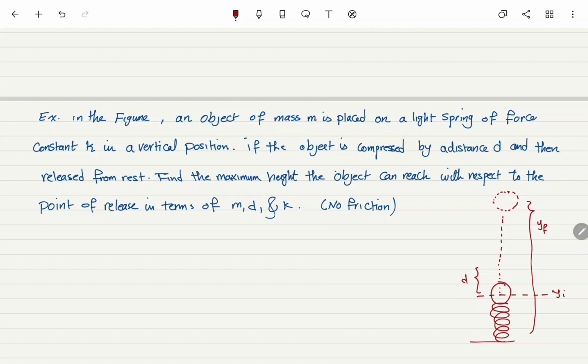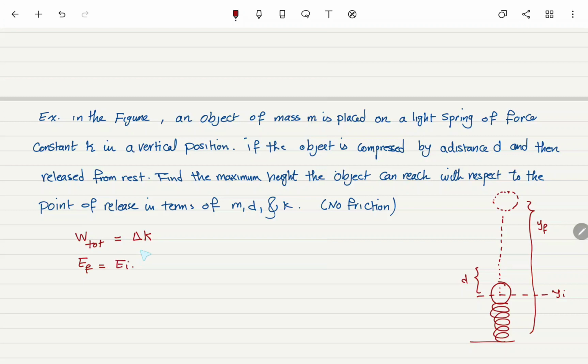Now to solve this, let's again use the work energy theorem. Work total equals delta K. The question says no friction and no external force, so we can use E final equals E initial.